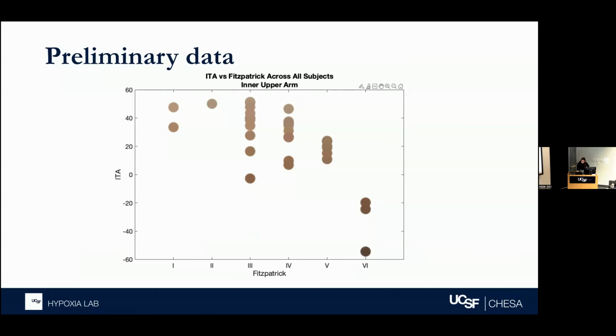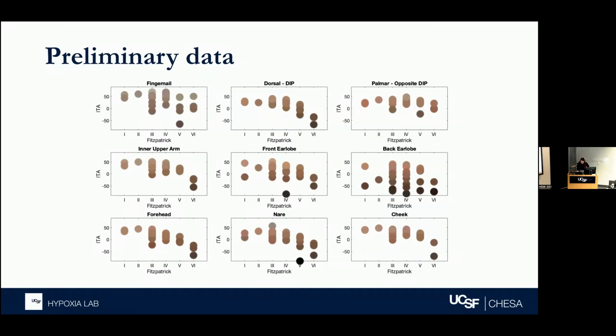So these are all the various sites where we measure with our colorimeter device. And these are, again, plots with ITA versus Fitzpatrick, but on 9 different sites. And we can see that not all sites are equally as reliable and that there's high variability of Fitzpatrick scale types for a given ITA and vice versa, high variability of ITAs for a given Fitzpatrick.